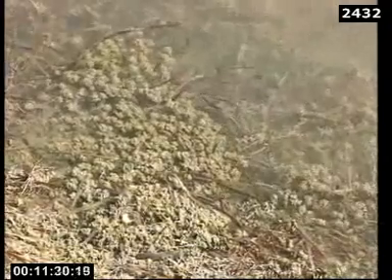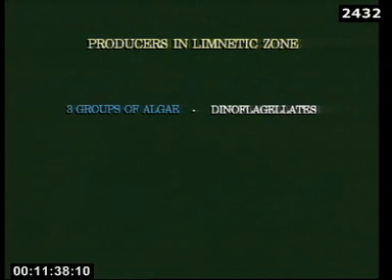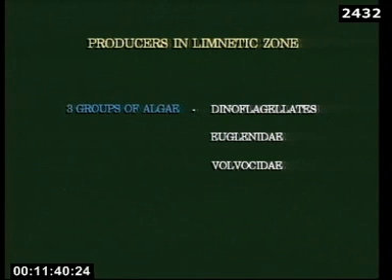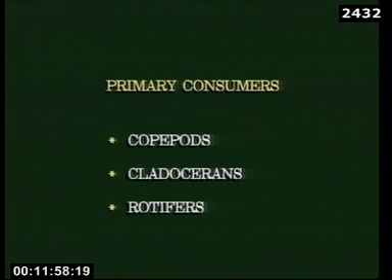In the limnetic zone, the producers consist of algae of three different groups, chiefly the dinoflagellates, Euglenidae and Volvocidae, and algae like green flagellates. The primary consumers in this zone consist of species of copepods, cladocerans and rotifers, which are exclusively herbivorous. The top consumers are some freshwater species of fishes.